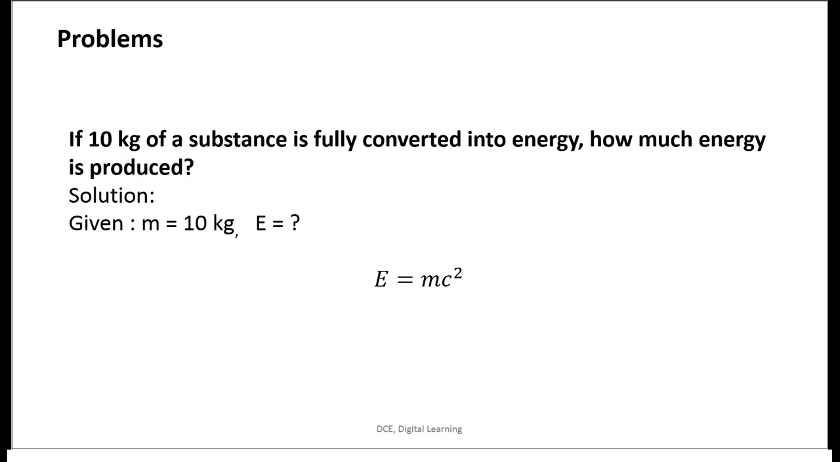So using Einstein's mass energy equivalence relation, E is equal to mc square, substituting m equal to 10 kg and c equal to 3 into 10 to the power of plus 8. Multiplying these quantities, we get 9 into 10 to the power of plus 17 joules. This is the energy released by 10 kg of mass when it is converted into energy.